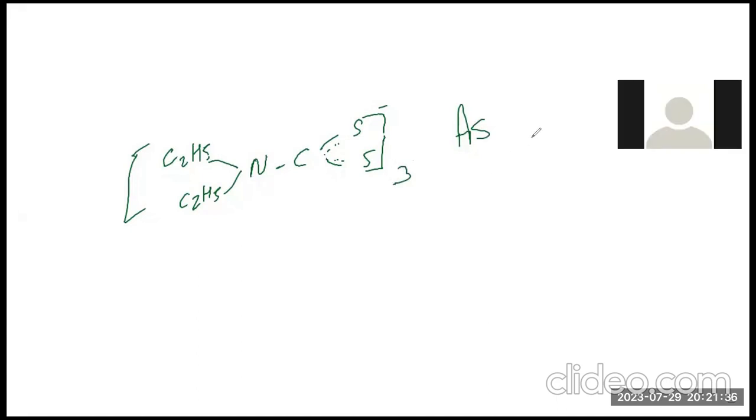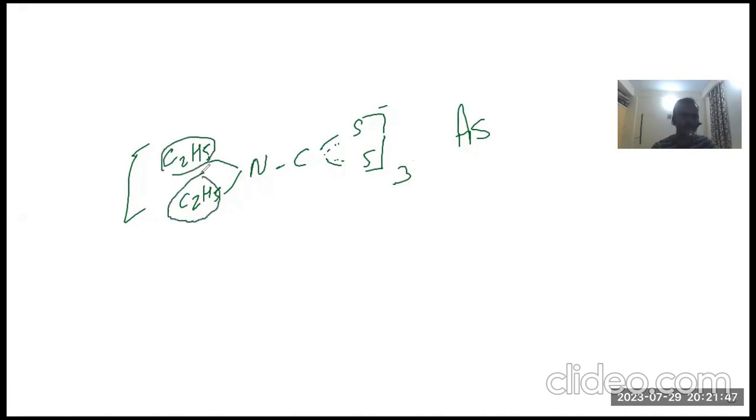Will you please repeat the reagent name? Yes. So reagent name you can understand from here. It is diethyl, so diethyl. Then dithio, because two sulfur are here. Dithiocarbamate. Okay, because it is CNN.